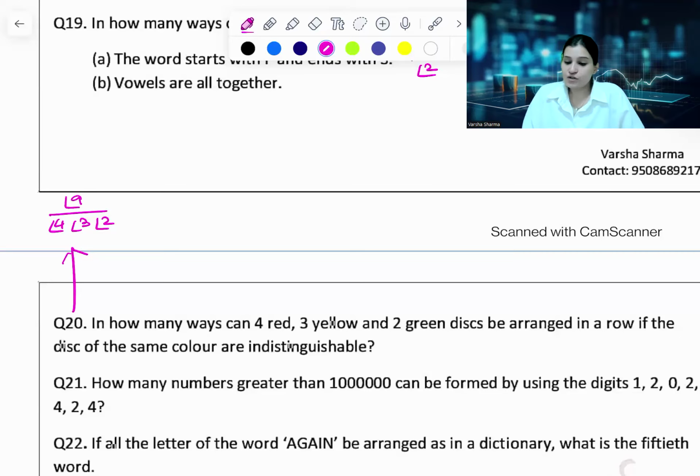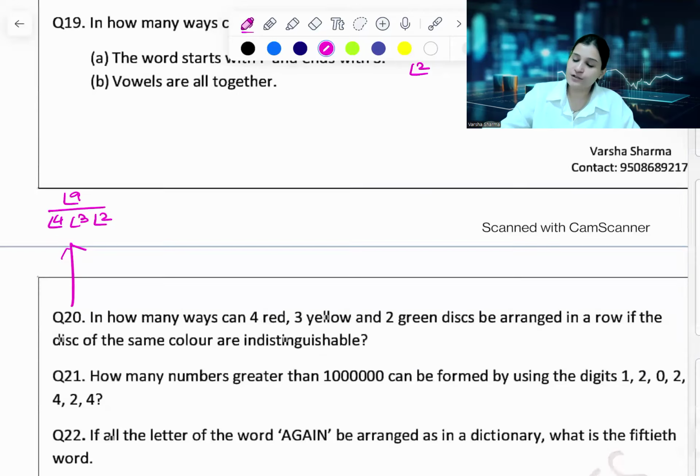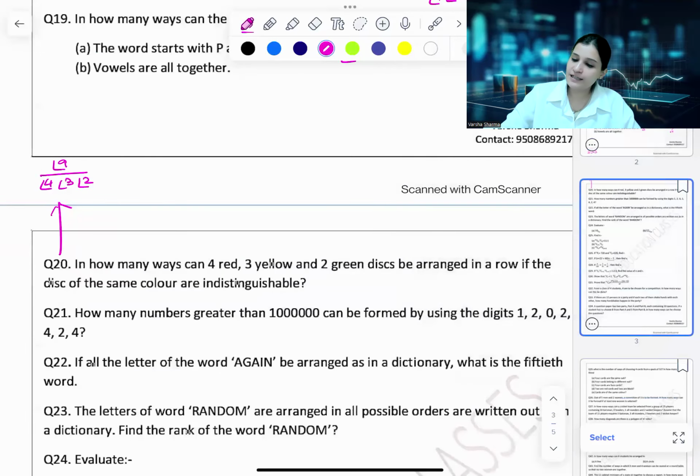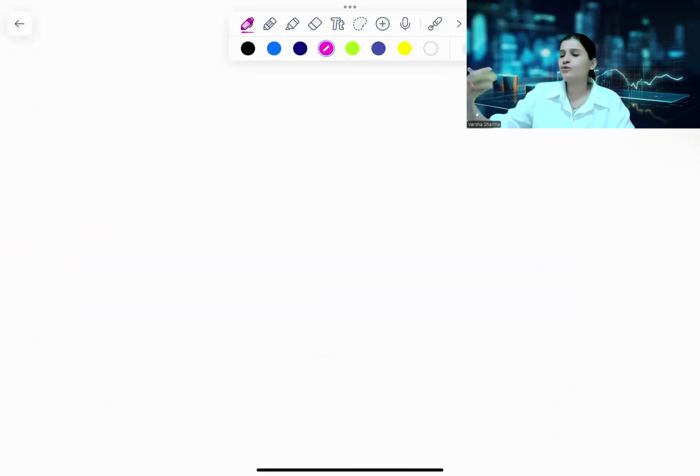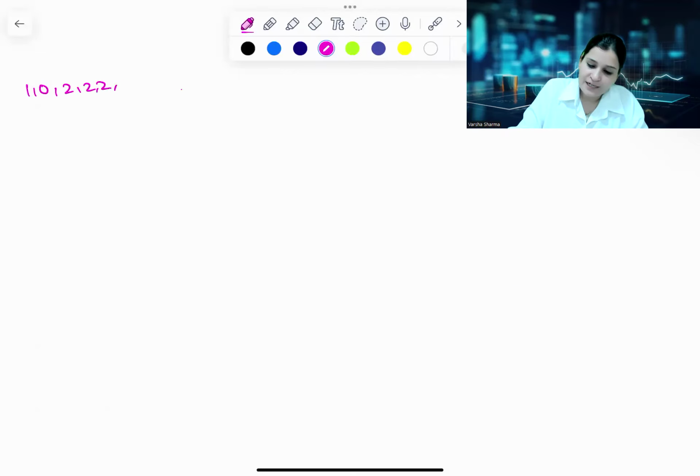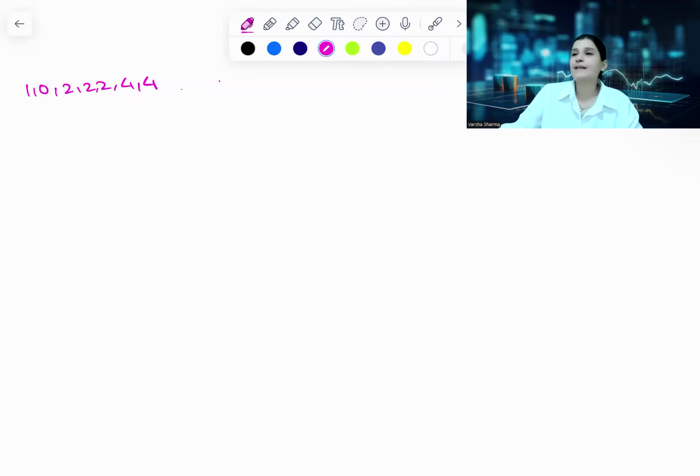Perfect. So basically, I want the number to be more than 10 lakh. So the first place can be filled by 1, it can be filled by 2, it can be filled by 4, right? But it can't be filled by 0. So I have a problem with only 1. There are 2 ways to do this. I have 1, 0, 3 twos and 2 fours, 7 digits. So in total, without any restriction, 7 factorial, there are 3 twos and 2 fours. But I have a problem with one case.